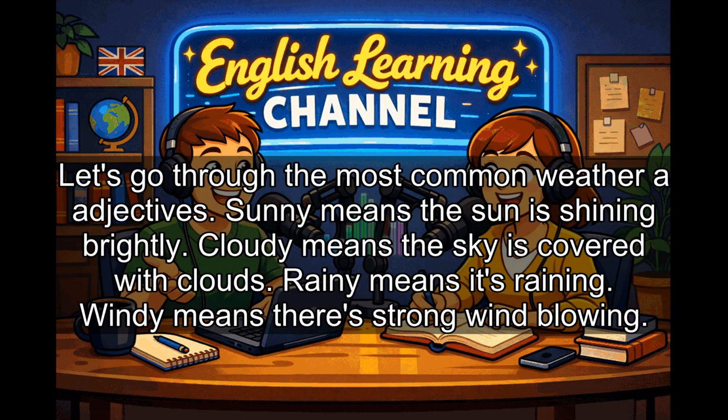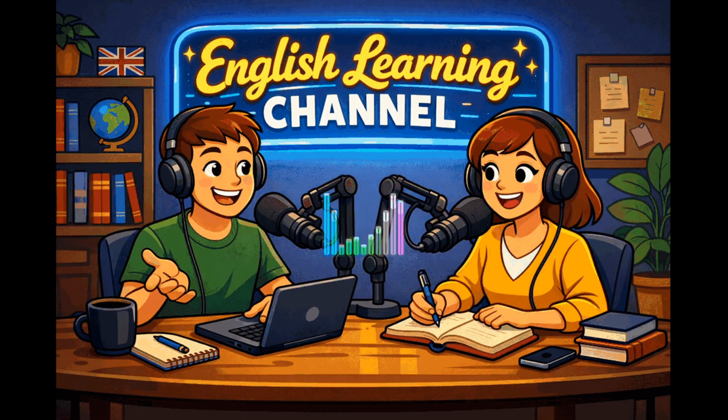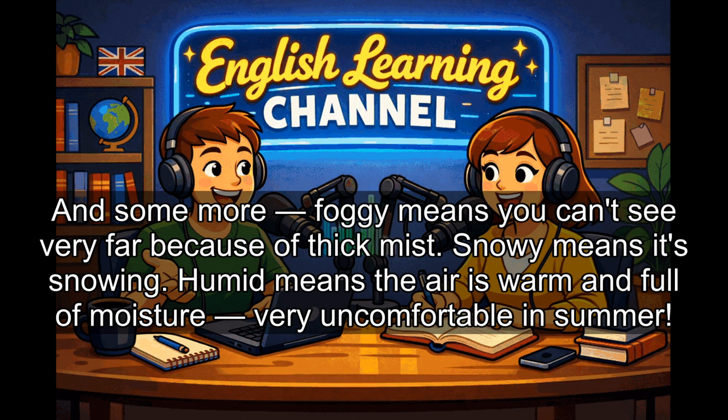Sunny means the sun is shining brightly. Cloudy means the sky is covered with clouds. Rainy means it's raining. Windy means there's a strong wind blowing. And some more. Foggy means you can't see very far because of thick mist. Snowy means it's snowing. Humid means the air is warm and full of moisture.